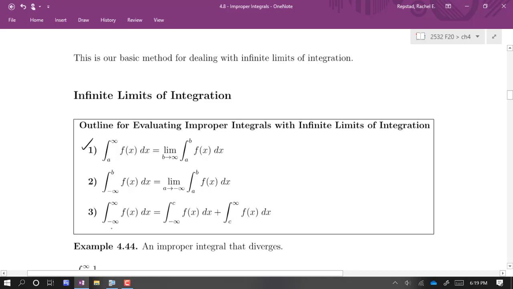If they're both infinite, what you have to do is pick some value c, based on what seems convenient. Any value will do as long as the function's continuous there. And you split it up into 2 integrals, from minus infinity to c, and then from c to infinity. This is case 2, so you set up a limit for that one. This is case 1, so you set up a limit for that one, and then combine them.